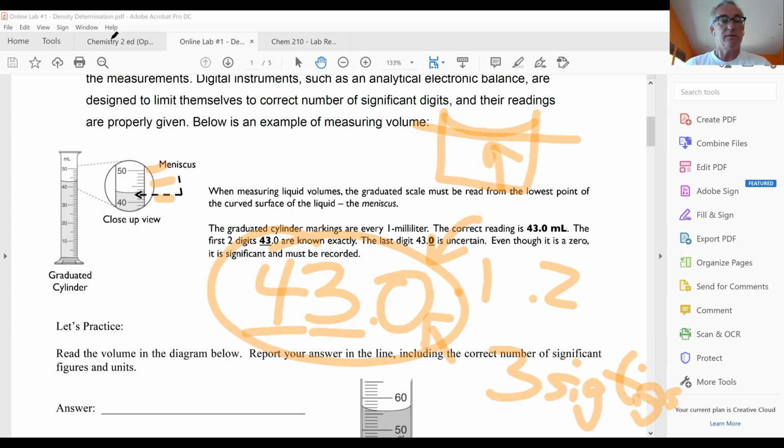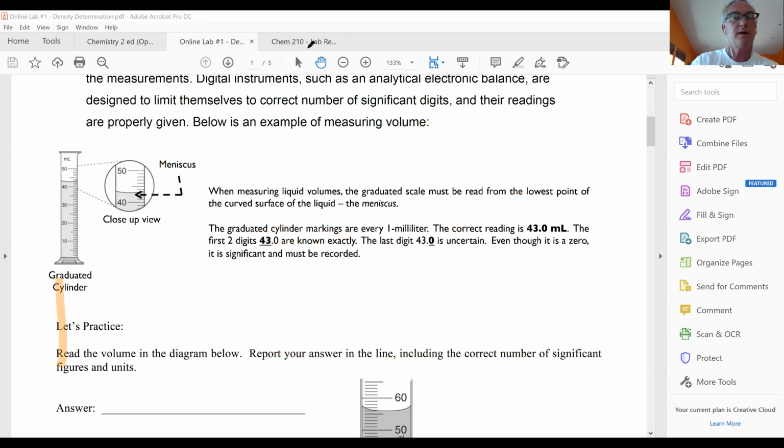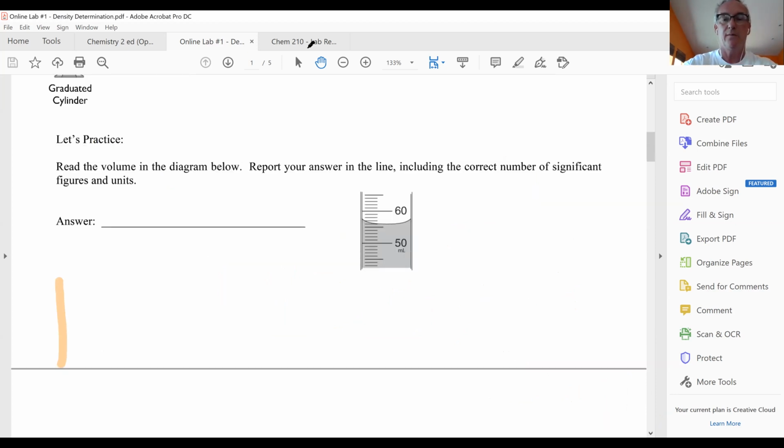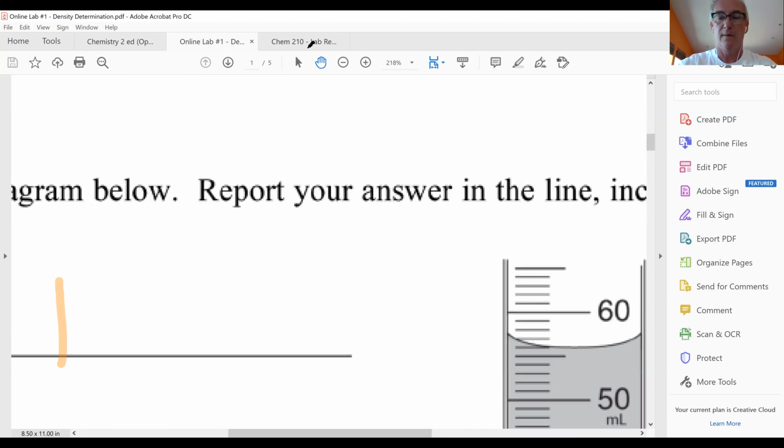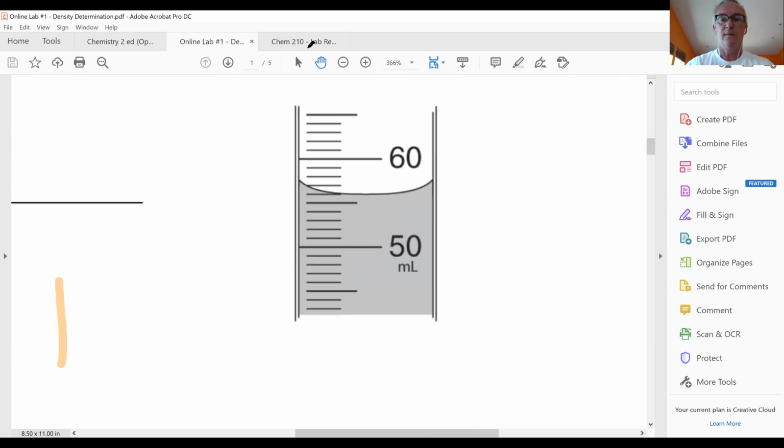So who wants to look at this one below and give us what they see as the volume? Let's move this up and make it a little bit bigger. All right. So what would people say that measurement is? 56 milliliters. Nope. 56.0 milliliters. There you go.